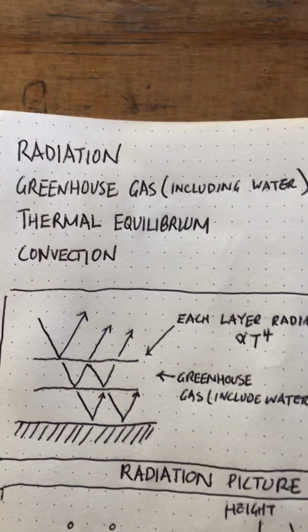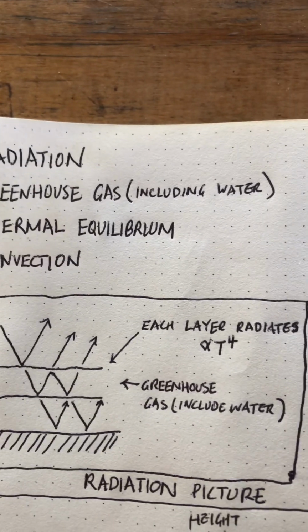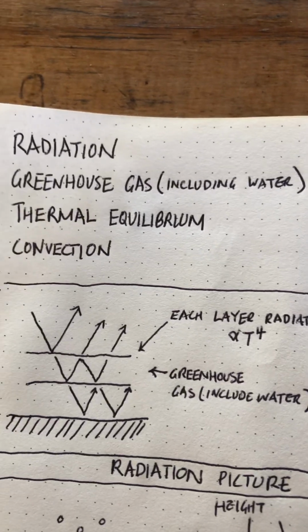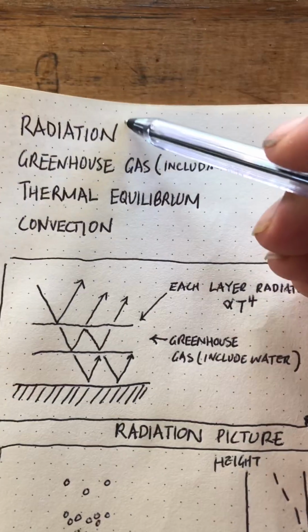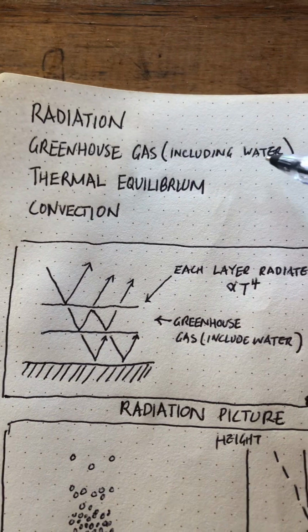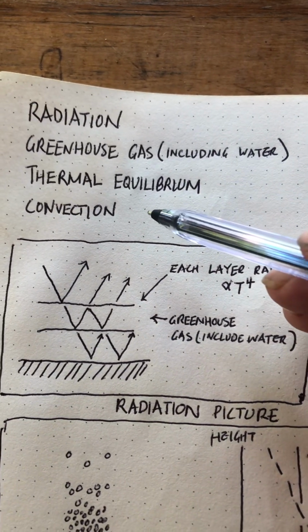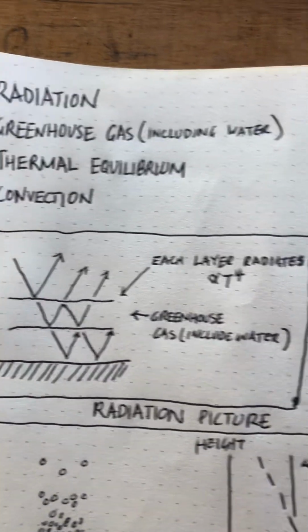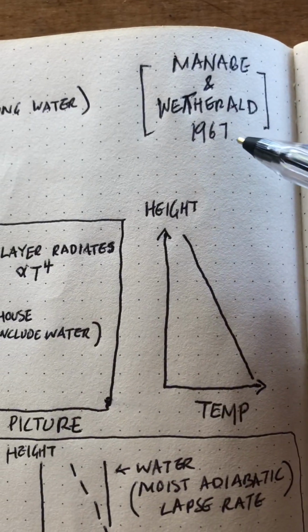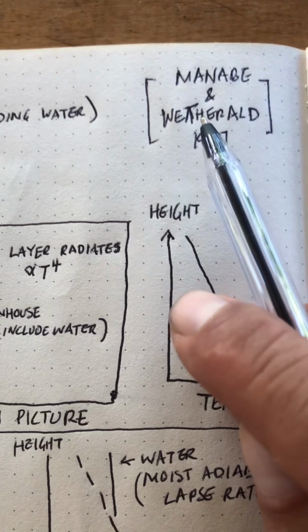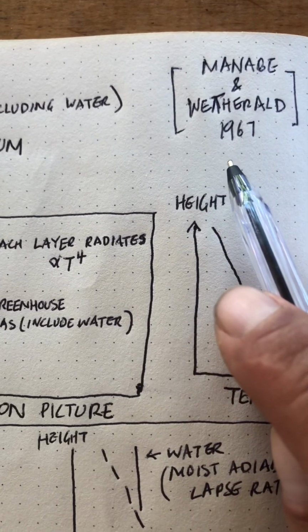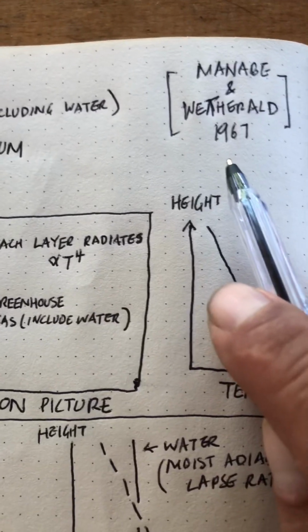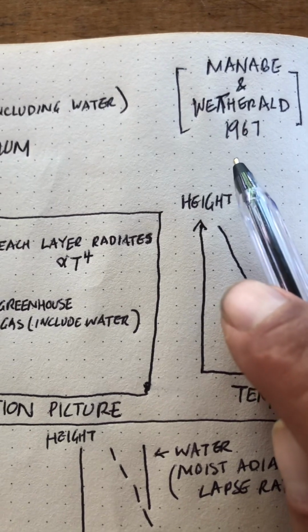So I will explain here how we look at climate models which take into account radiation, the greenhouse gases, which include water vapor, thermal equilibrium, and convection. And this is the basic model that Manabe and Wetherald in 1967, this was the most influential climate paper of all time, as it's been called, and that won the Nobel Prize in Physics in 2021.